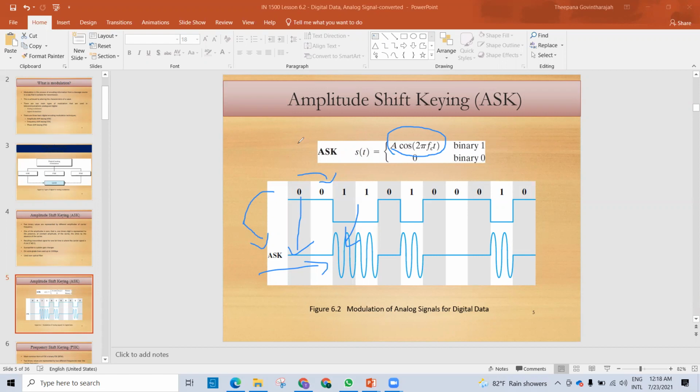In our next video, we will see how frequency shift keying is used in the transmission of digital data into analog signals.